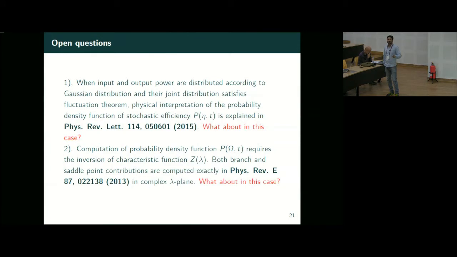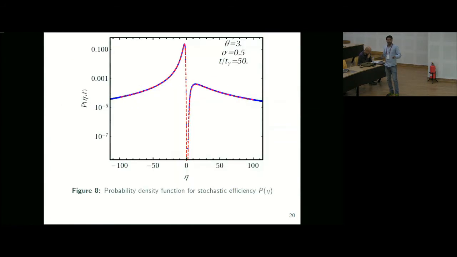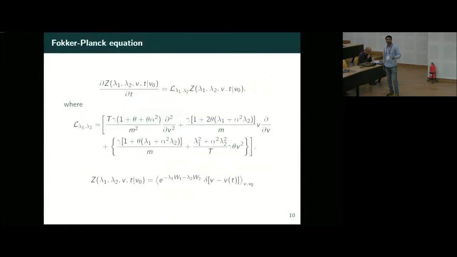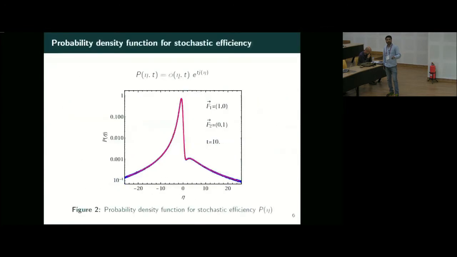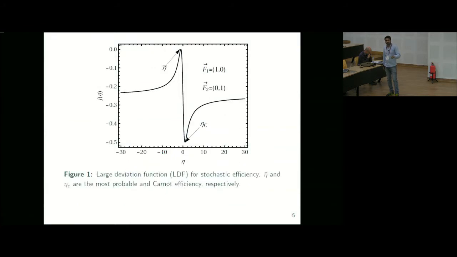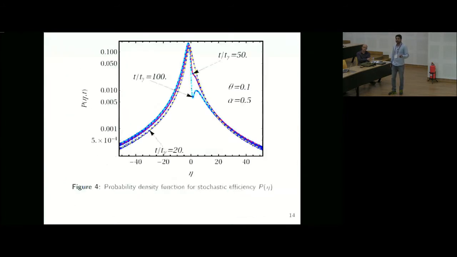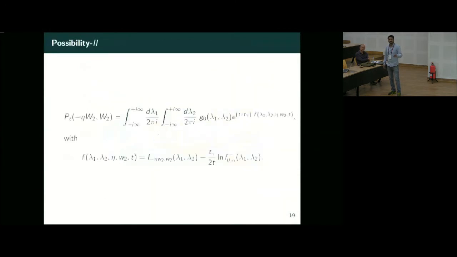They said that if you look at this one, this is the Carnot efficiency. Beyond that, whatever you are getting comes from the negative entropy production of the system, and this side is for the positive entropy production. So they explained it with entropy, but in our case the fluctuation theorem doesn't hold. So how to explain this? That's not clear, and that's an open challenge for us.